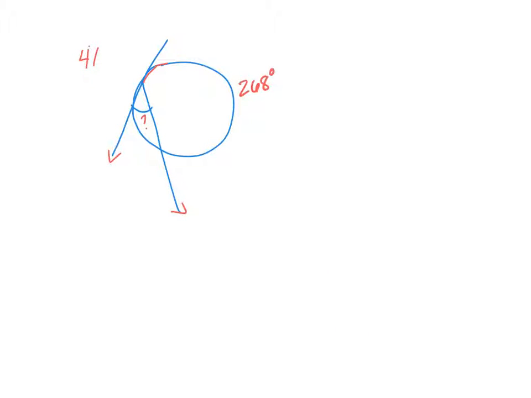This arc here is 268. The rest of it that's showing is 360 minus 268. So you take 360, subtract 268 from it, and you get 92. So if the arc is 92, the angle is half of that. So you divide that by 2, and you get 46. So that's what 41 should be.